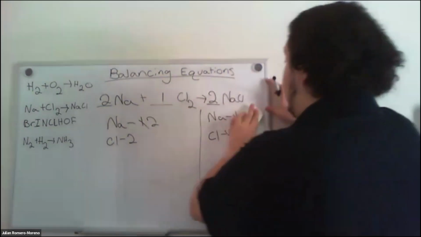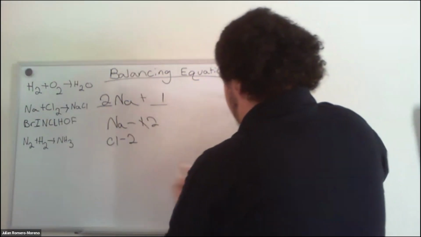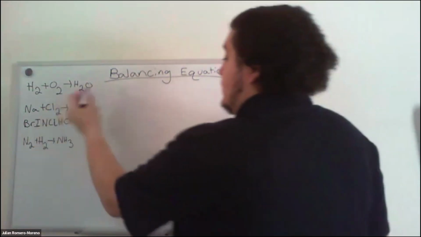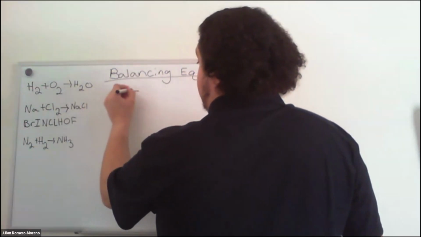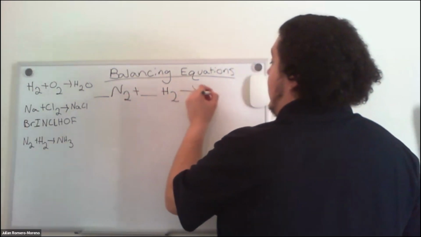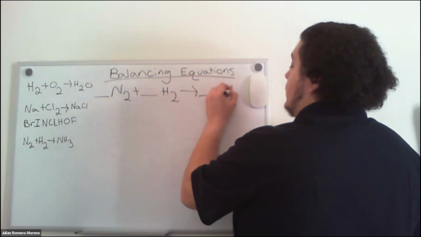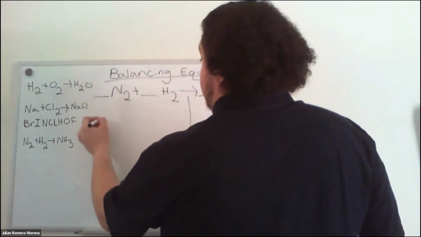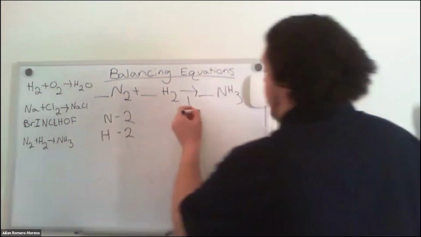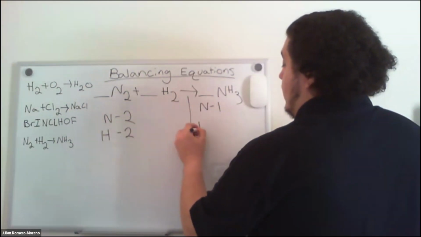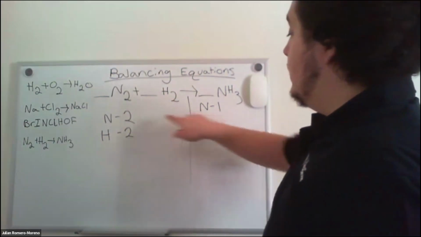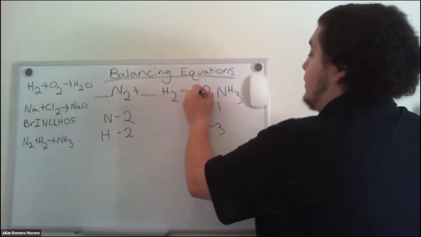Now this last one is going to be a little bit harder. So I'm going to try to go through it with you all. So if we take this N2 plus H2, it will give us NH3. So now N2, N1, H3. Very quickly, 1 to 2, so I just double this.